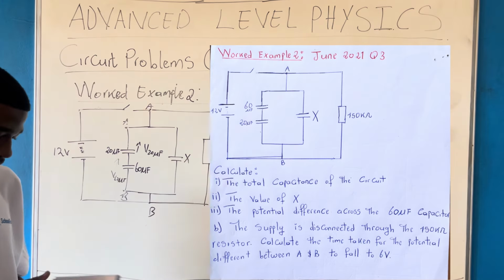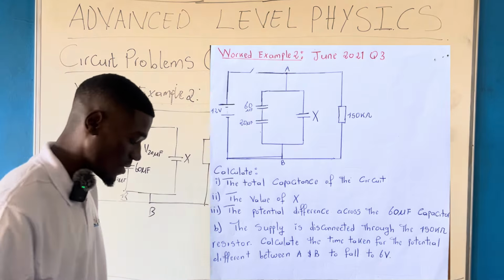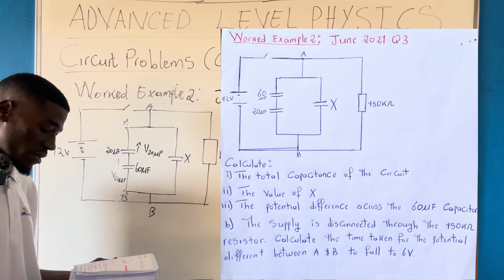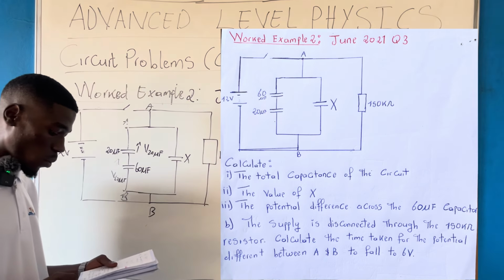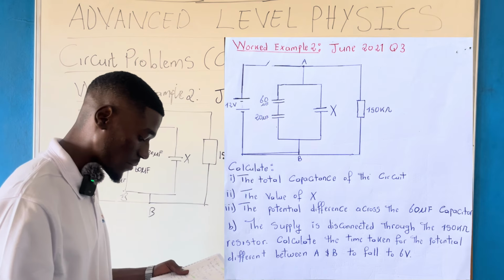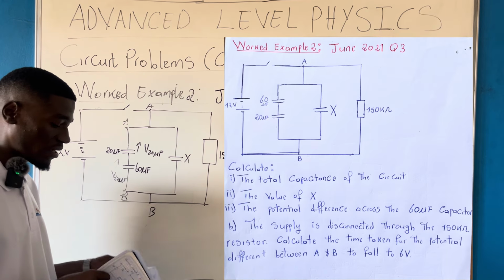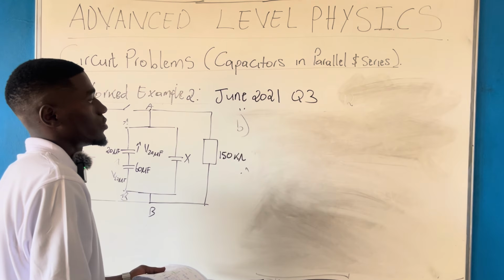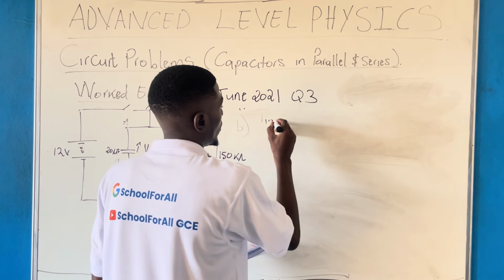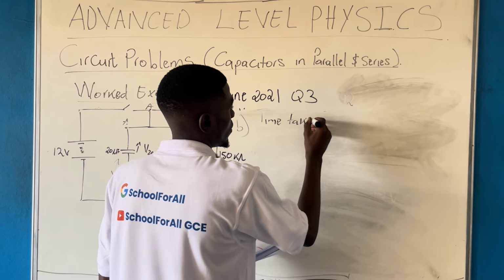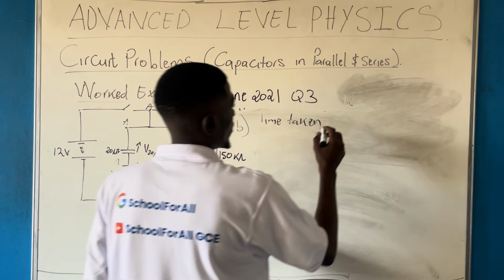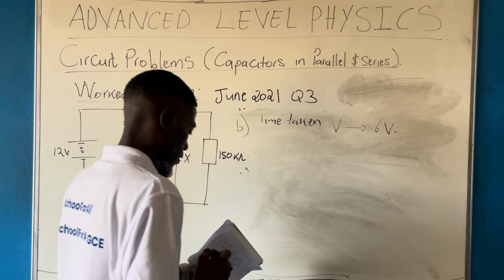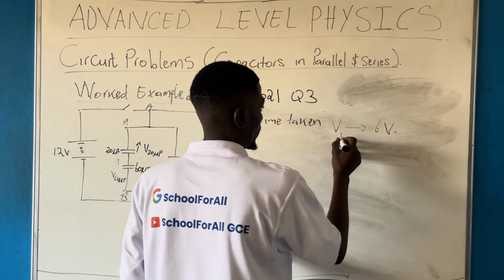Roman 4, let's say the B part of the equation. We are writing on the B part of the equation. And the last part: the supply is disconnected to the 150 kiloohms resistor. Calculate the time taken for the potential difference between A and B to fall to 6 volts. So we want the time taken for V to drop to 6 volts, the potential between A and B.